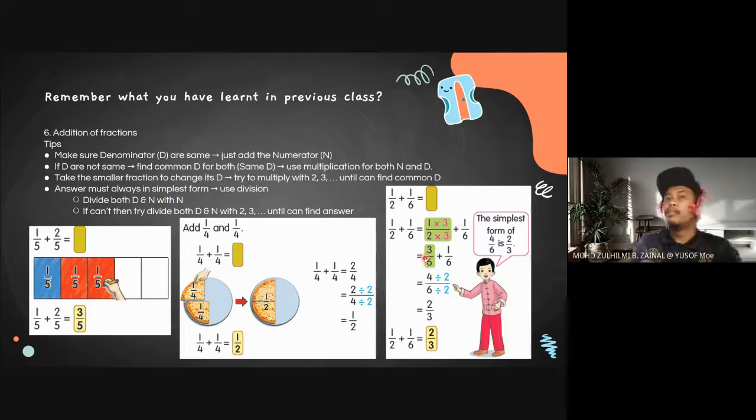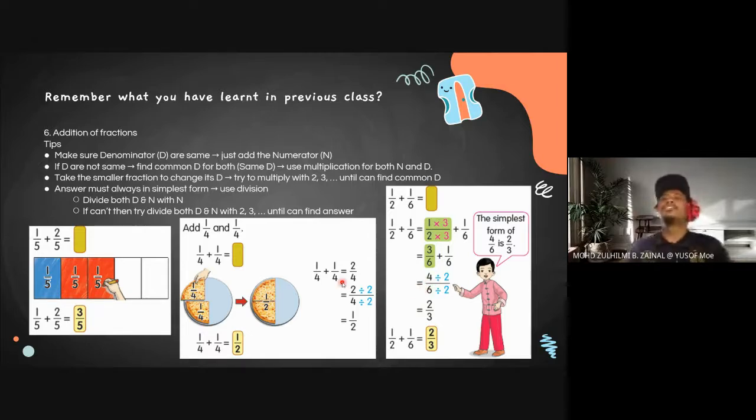How do you make the answer in the simplest form? You have to use division. What did the teacher teach about division? 4 over 6. The teacher said divide by the numerator first. Can 4 divide by 4? Yes. Can 6 divide by 4? No, cannot. In the times table of 4, there is no multiple of 6. So you have to change.